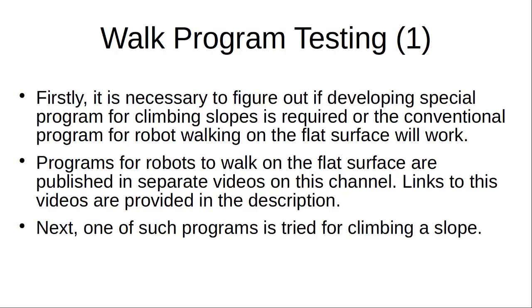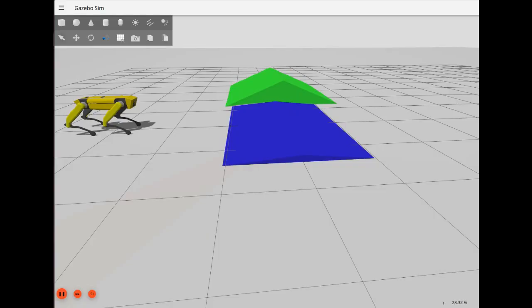Programs for robot to walk on the flat surface are published in separate videos on this channel. Links to these videos are provided in the description. Next, one of such programs is tried for climbing a slope. For testing walking programs, two slopes were prepared. Firstly, the smaller slope, the blue one, will be used.